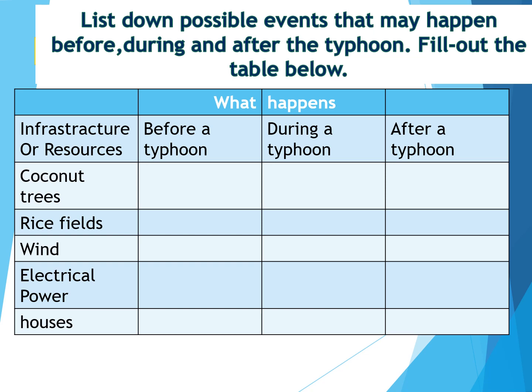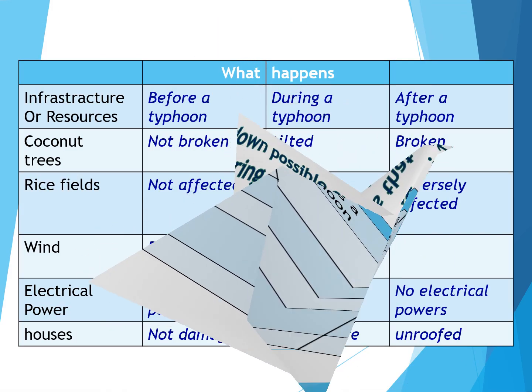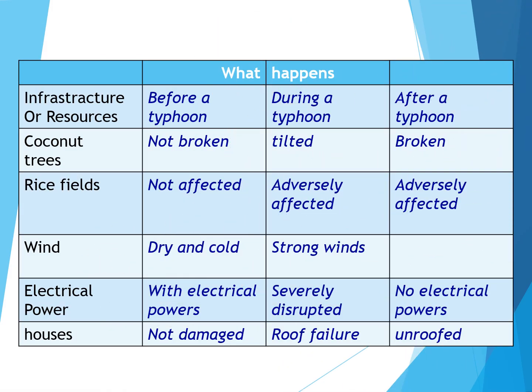Now, let us try to answer these activities. This is all about our previous lesson. You're going to list down possible events that may happen before, during, and after the typhoon. You're going to fill out the table below. I will give you 5 seconds to answer this activity. Okay, time to check your answer. If your answer is the same as this, you're perfect.